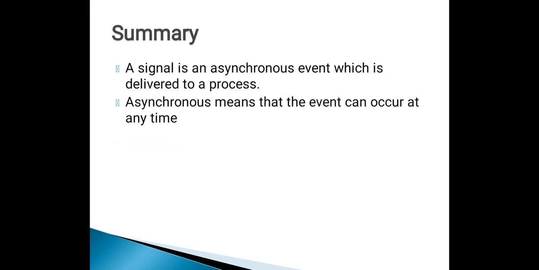The summary of signal handler. A signal is an asynchronous event which is delivered to a process. Asynchronous means that an event can occur at any time. I hope you understood what exactly interprocess communication is and what a signal is.